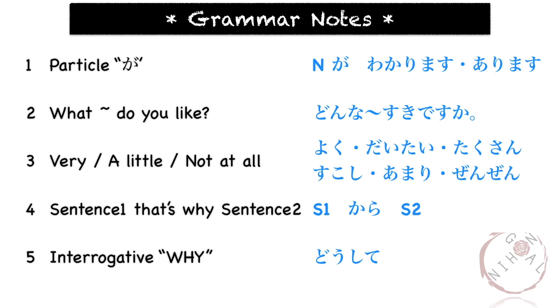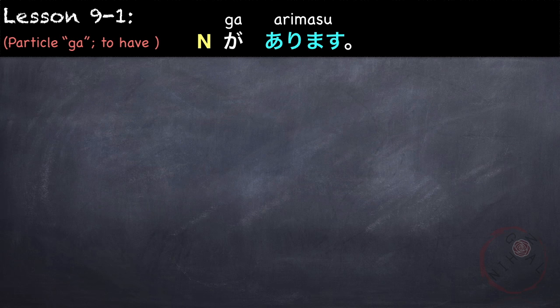Here are the grammar points that we would learn in this lesson. The first one is the particle ga. Ga is another particle that is used to indicate or mark the topic of the sentence or to indicate the receiver or the object of the verb. First, we will learn the pattern in ga arimasu. Arimasu means to have.